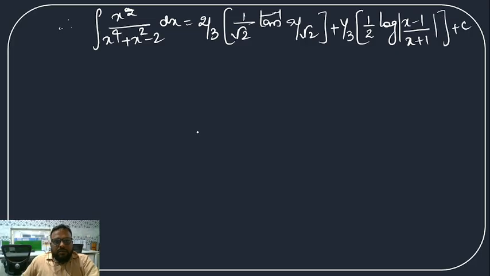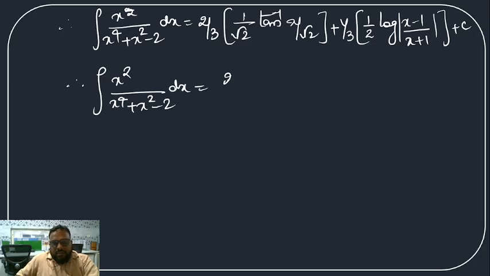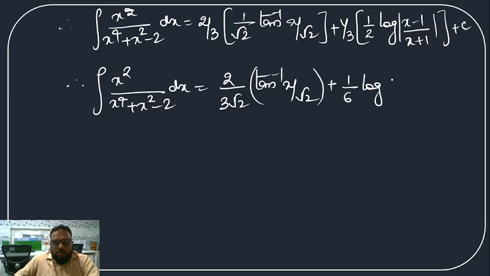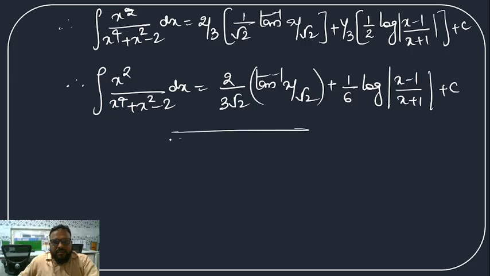So therefore, finally, integration of x square by x to the power of 4 plus x square minus 2 dx, I can get as 2 by 3 root 2 tan inverse x by root 2, plus 1 by 6 log of mod x minus 1 by x plus 1 plus c. This is the final answer.